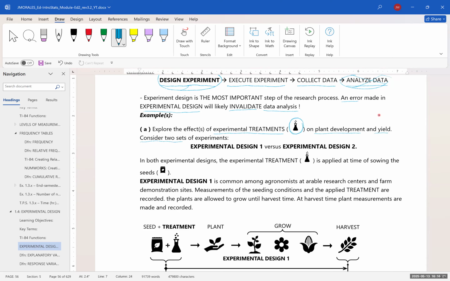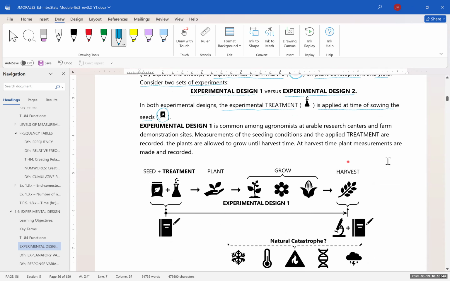So consider two sets of experiments. So experimental design 1 versus experimental design 2. In both experimental designs, the experimental treatment is applied at the time of sowing the seeds. So I've used this symbol, which looks like a bag of seeds. Okay. So let's look into a little more detail about what experimental design 1 is.